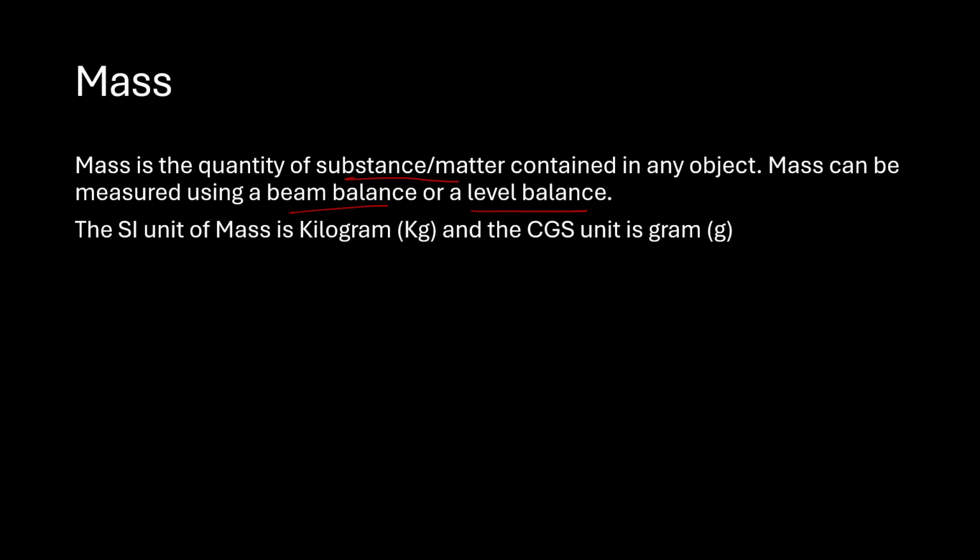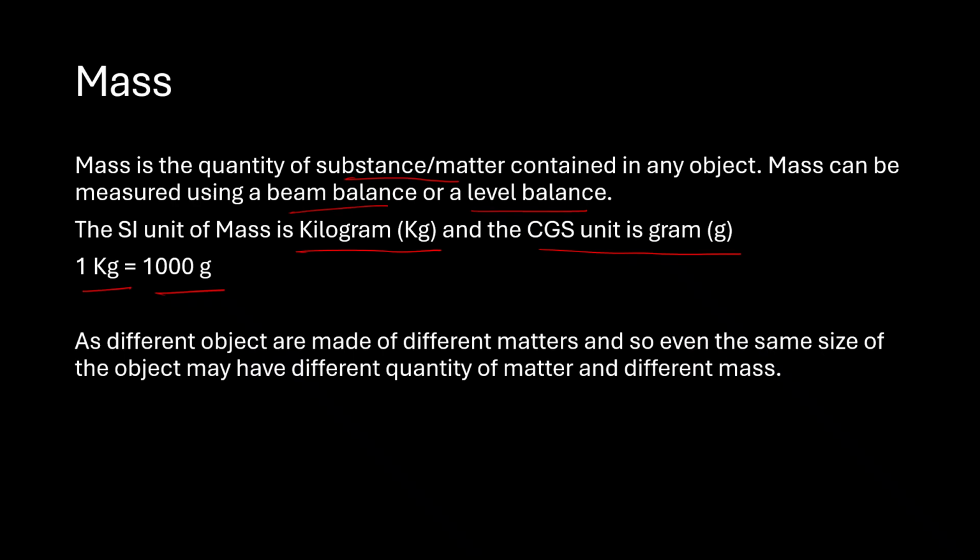So let's understand about the unit of measurement of the mass. The SI unit of mass is kilogram, and the CGS unit of mass is gram, that we represent in kg and g. So we already know that 1 kilogram is equal to 1000 gram. We will understand more about comparison of mass of two different bodies.